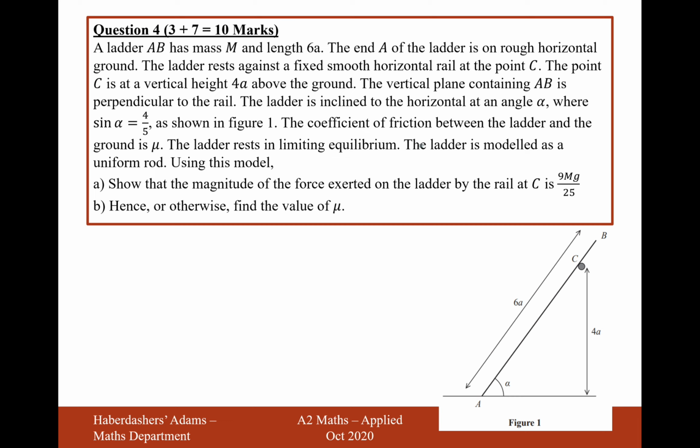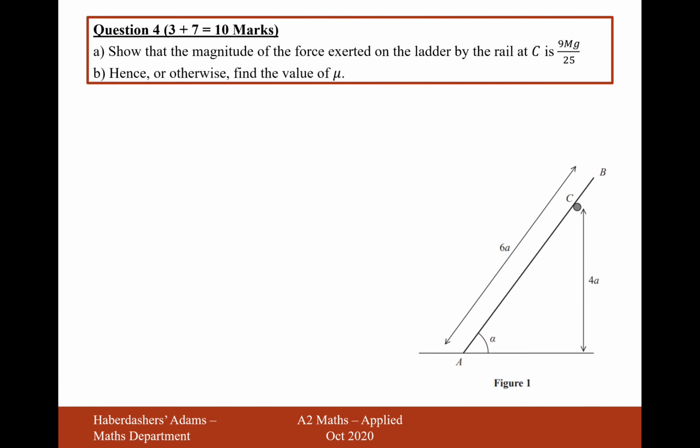The ladder rests in equilibrium. The ladder is modelled as a uniform rod. Using the model, show that the magnitude of the force exerted on the ladder at the rail at point C is 9mg/25. Okay, so I'll move on to a page just with a little bit more space.